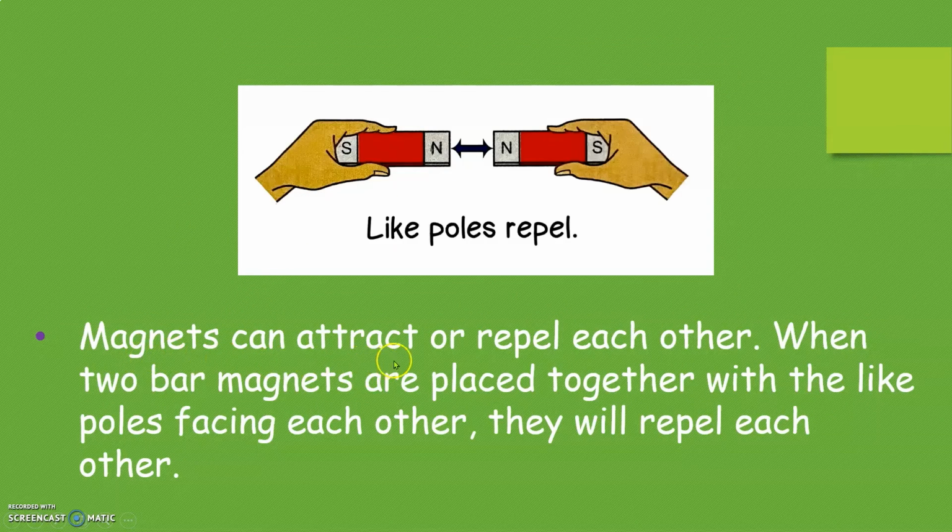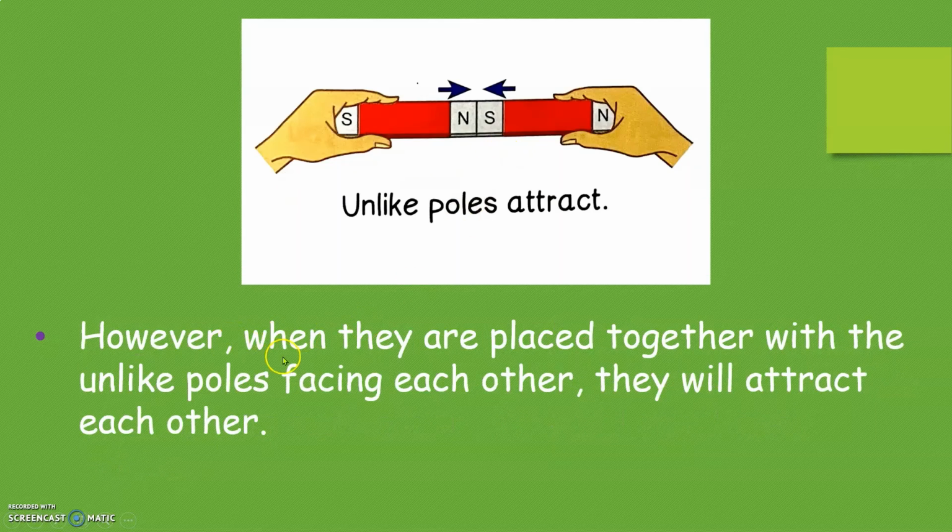Magnets can attract or repel each other. When two bar magnets are placed together with the like poles facing each other, they will repel each other. However, when they are placed together with the unlike poles facing each other, they will attract each other.